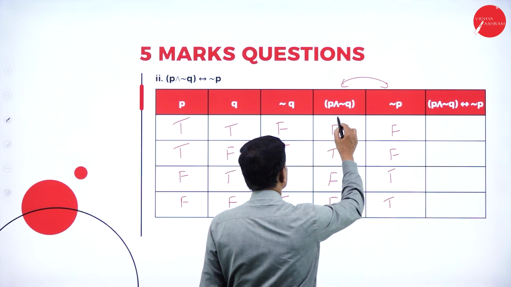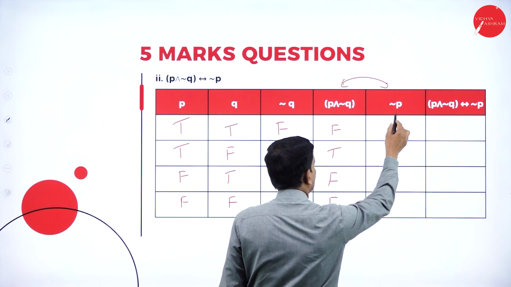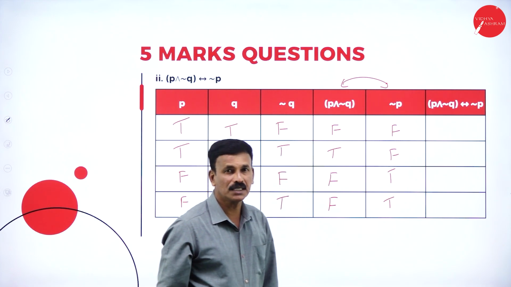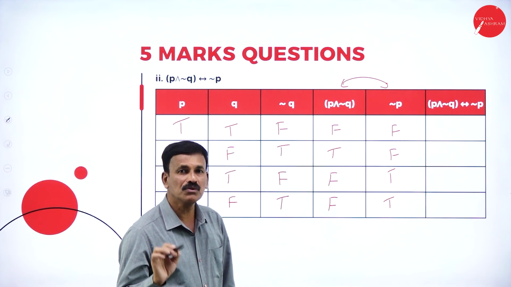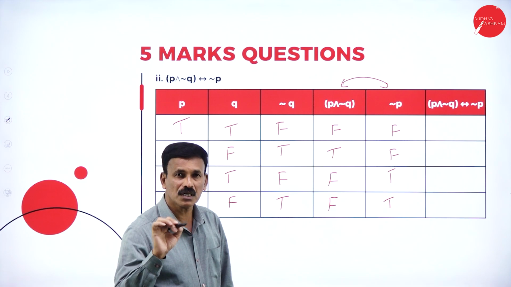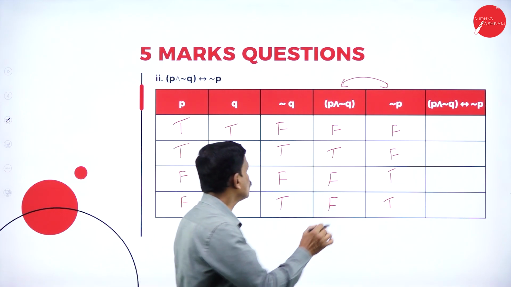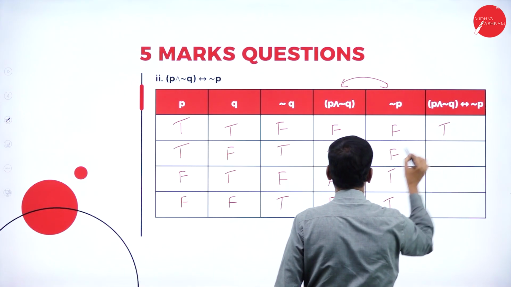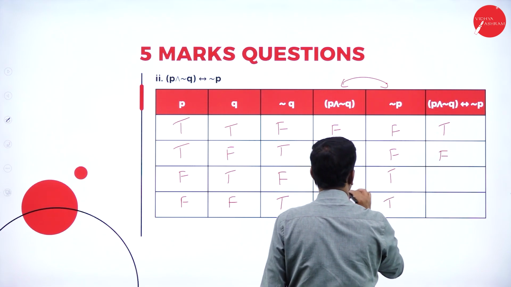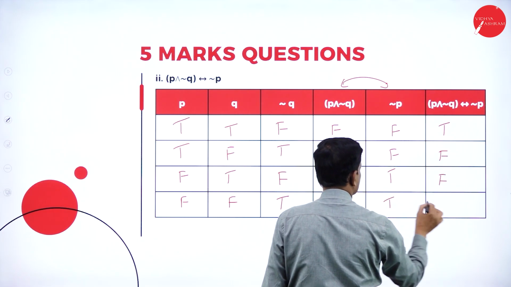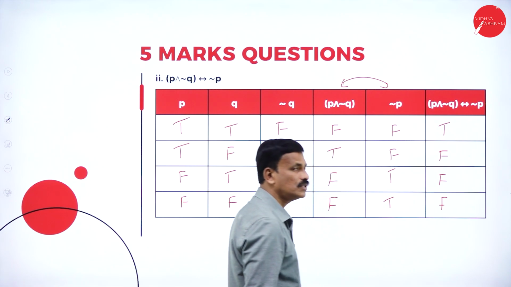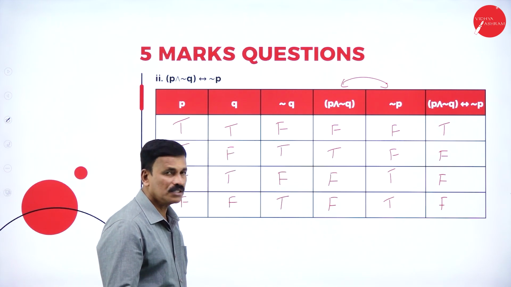Now write down the biconditional for P conjunction negation Q and negation of P. In case of biconditional, true and true is true, false and false is also true. In the other two cases it is false. So false and false is true, true and false is false, false and true is false, false and true is false.